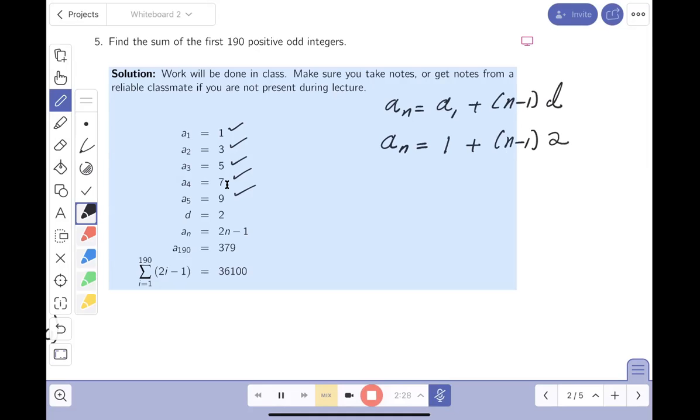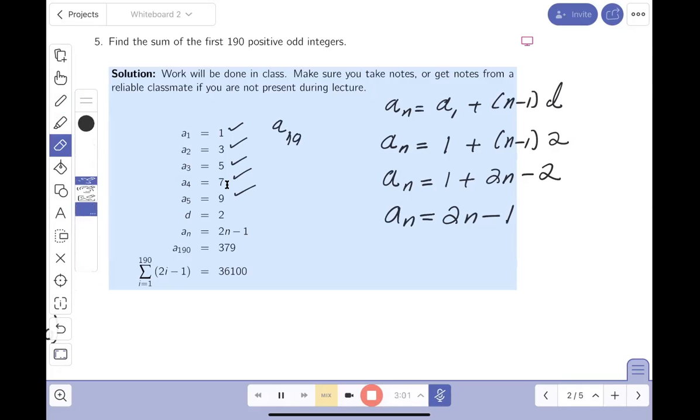And you learned about that in Math 100. So let's write this down. AN is going to be 1 plus 2N minus 2. So AN is going to be 2N minus 1. All right, I'm pretty good at that. All right, so it says the first 190. So I just got the first 5 down. I don't want to write them all down now, but I do want to know what the last one's going to be. And that's going to be A190.